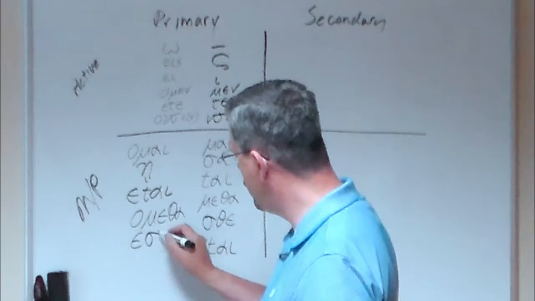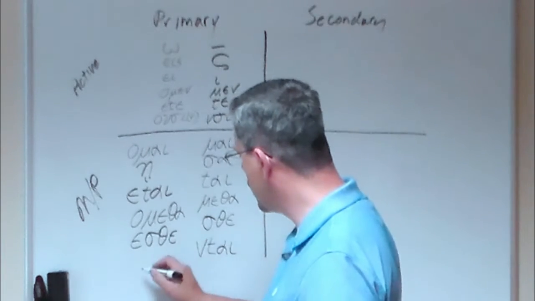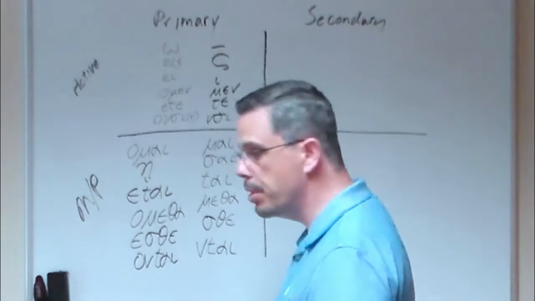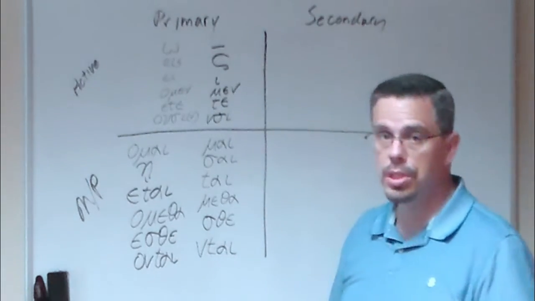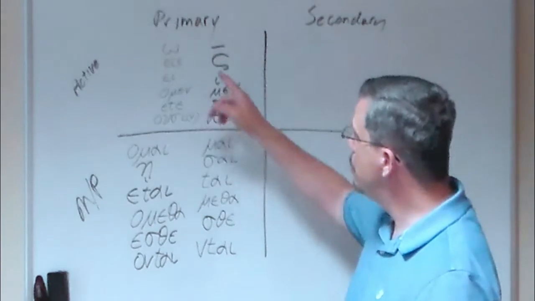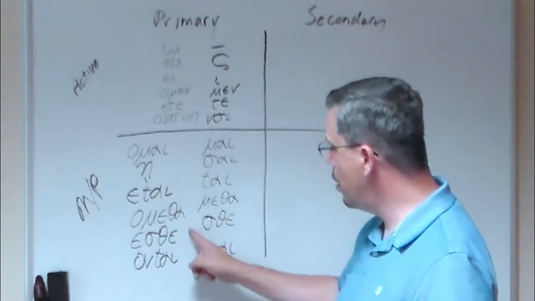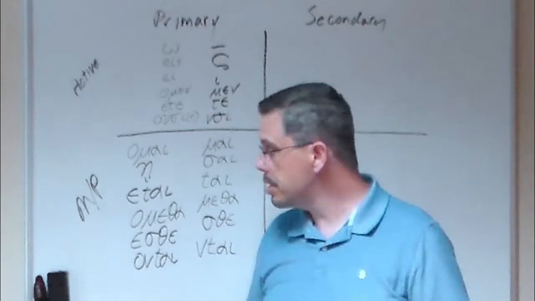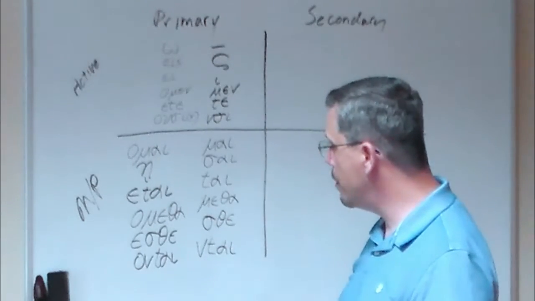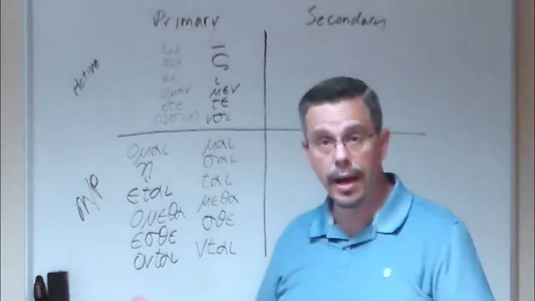Esthe. Ontai. Nothing really significant going on in the plurals. Okay? So just as you need to learn these endings, you need to learn the connecting vowel with it, how that looks. And so it would be luomai, lue, luetai, luometha, lueste, luontai.